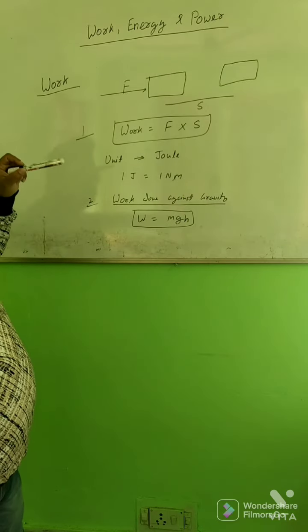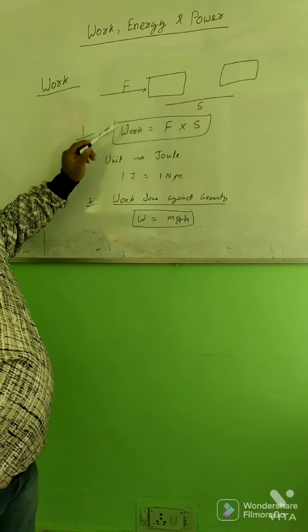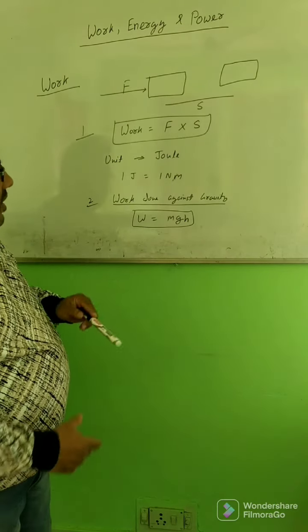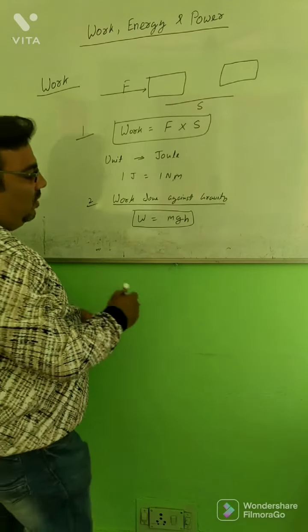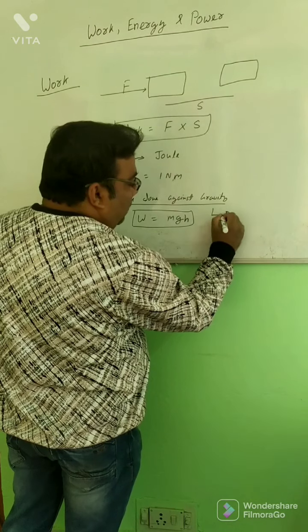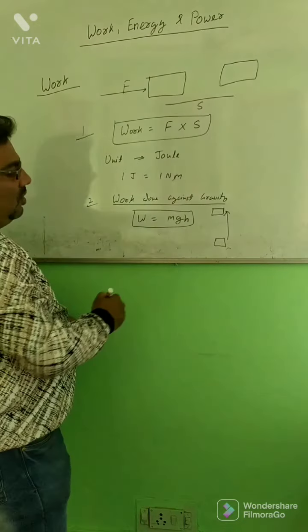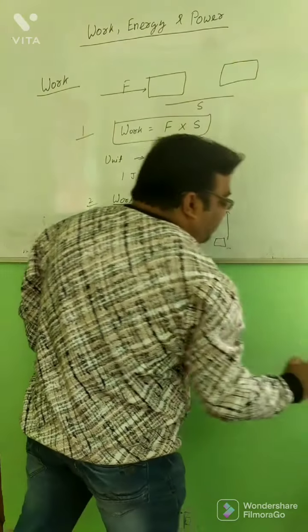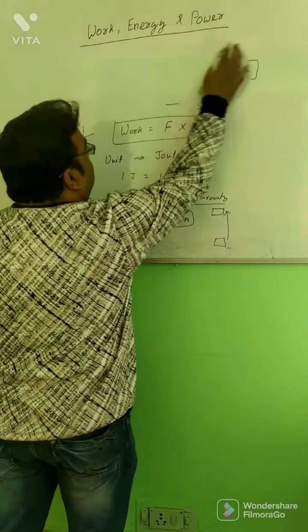We have seen that when a body is moving in the direction of force, then work done equals F into S. And when work is done against gravity, if a certain body is lifted to a certain height, then work done equals mgh. The third case of work done, let us try to understand.